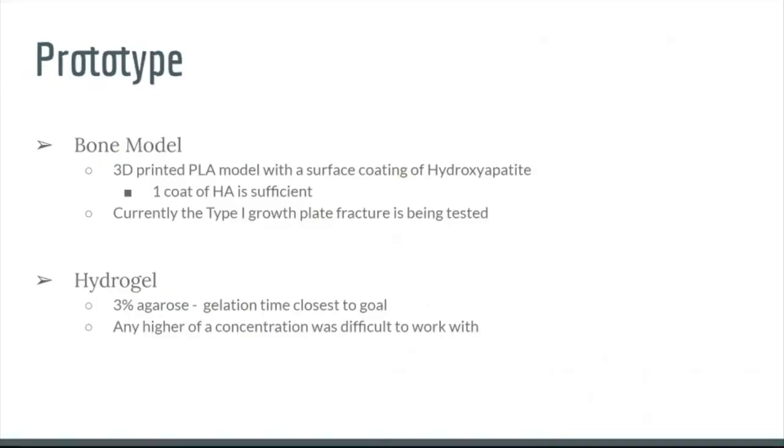All right, so over the course of the design project, we came out with several prototypes, one for the bone model and the other for the hydrogel. For the bone model, we created a 3D printed PLA model with the surface coating that was described earlier, using the one coat of hydroxyapatite that was found to be sufficient. Currently, we only model the type 1 Salter-Harris growth plate fracture. For the hydrogel, we use 3% agarose due to the gelation time being closer to the goal and the increased difficulty found with viscosity at higher concentrations.